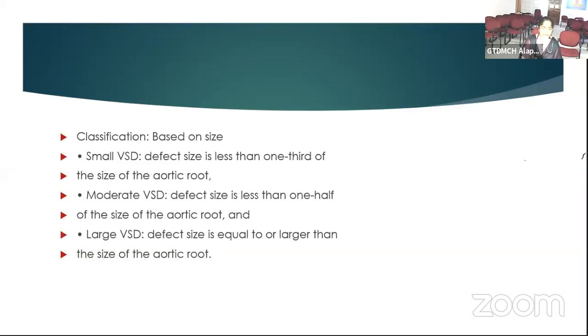Now coming to classification based on size, small VSD defect: the size of the defect is less than 1/3 of the size of the aortic root. Moderate VSD, the size of the defect is less than 1/2 of the aortic root. That is more than 1/3, but less than 1/2 of the size of the aortic root. And large VSD is a defect equal to or larger than the size of the aortic root.